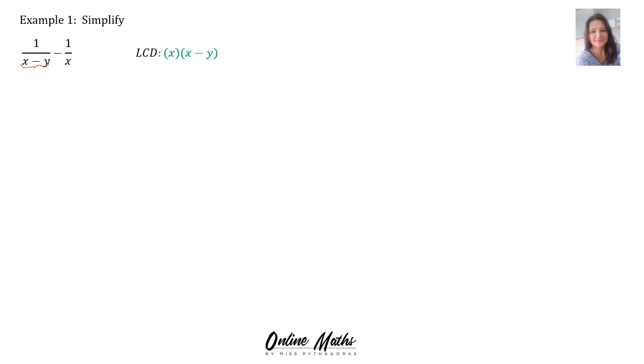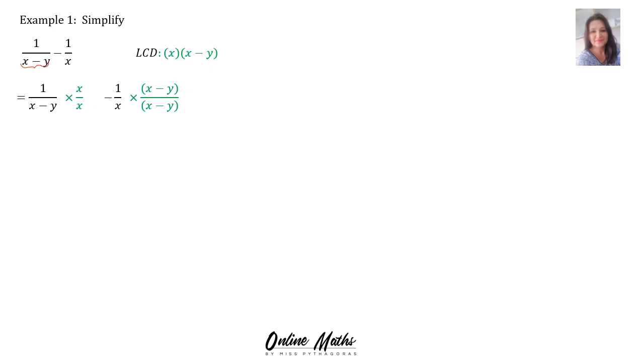And then in your next step, what you're going to do is you are going to multiply every term with what it needs. So this 1 over x minus y, you are going to multiply with the x over x. Remember, what you do on top, you do at the bottom. And then the minus 1 over x, you're going to multiply with x minus y over x minus y. The same thing on top and at the bottom.